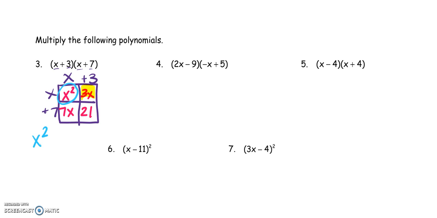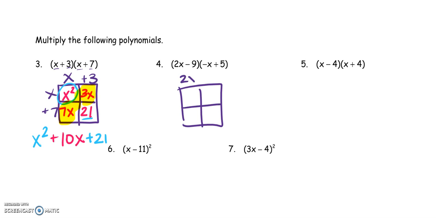One thing we have to look at is to see if we have any like terms. And if you solve by the box, you'll always see that the diagonals have like terms. So 3x plus 7x is 10x. Okay, and then lastly, we have this number that just stands alone, which is 21. This here is your final answer. So let's try another one.